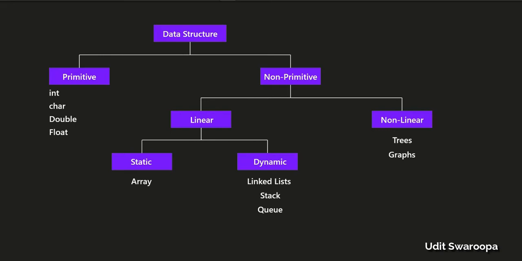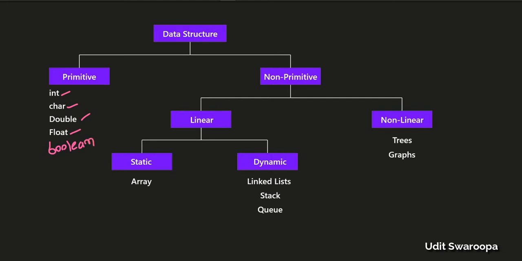So data structure is divided into two types, the primitive data structures and the non-primitive data structures. The primitive data structures are those data structures which are basic in nature. These are the data types which are provided by the system itself. Examples of basic data structures are integers, characters, double, float. These are basic data types. Also, there is one more, which is boolean, which is true and false.